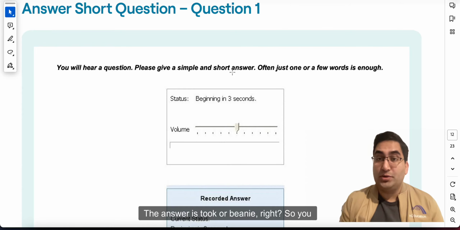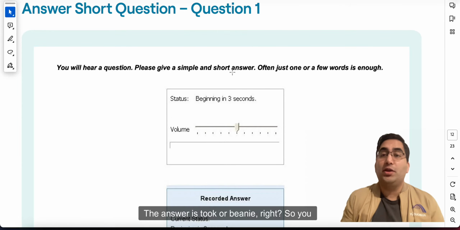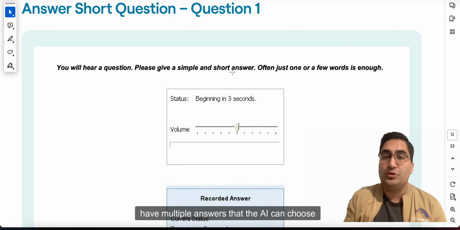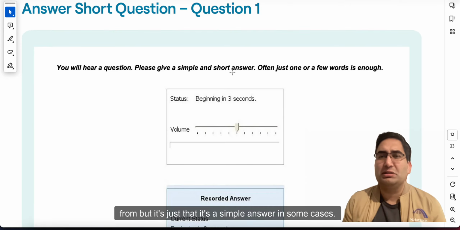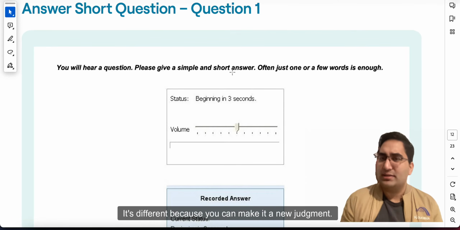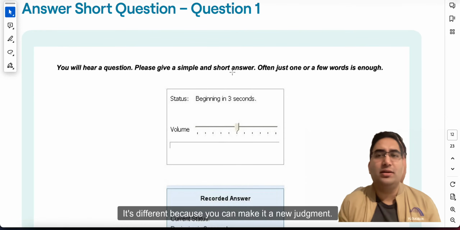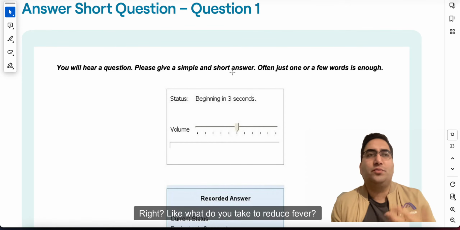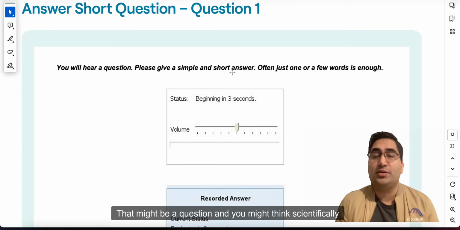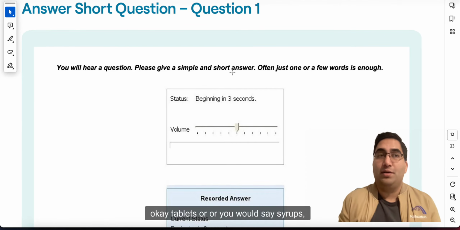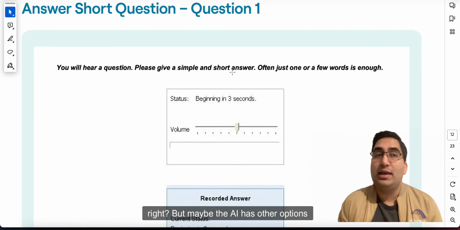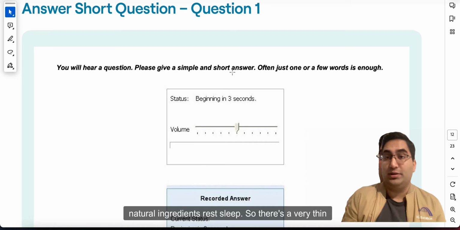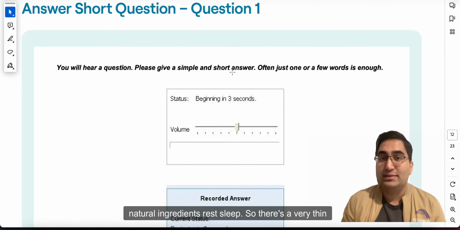The answer is toque or beanie, right? So you have multiple answers that the AI can choose from, but it's just that. It's a simple answer. In some cases, it's different because you can make a new judgment, right? Like, what do you take to reduce fever? That might be a question. And you might think scientifically, okay, tablets, or you would say syrups, right? But maybe the AI has other options: natural ingredients, rest, sleep.